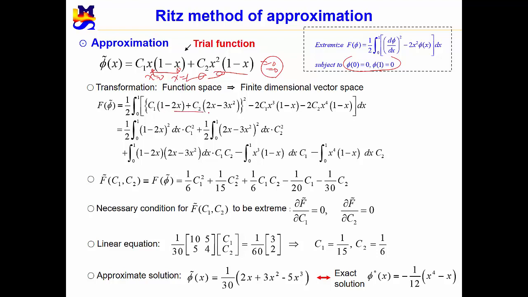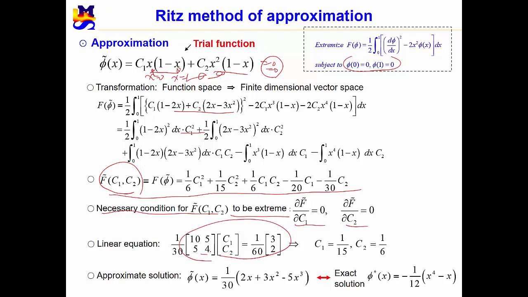After simple arithmetic treatment, we obtain this two-dimensional function of C1 and C2. Applying the necessary condition for this function to become extremum, we obtain two equations in this matrix form. We can see that the matrix is symmetric. It's very important. Solving these linear equations and plugging the constant in the trifunction, we can get the approximate solution of a cubic function. Of course, the exact solution is a quartic function.